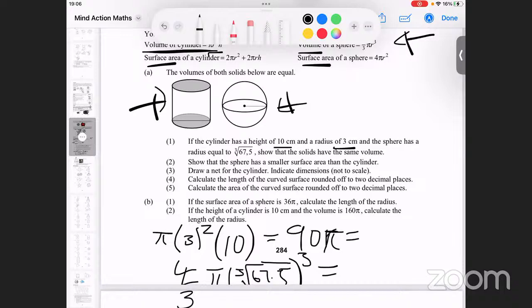Show that the solids have the same volume. If the cylinder has a height of 10 and a radius of 3, and the sphere has a radius equal to the cube root of 67.5, show that the solids have the same volume. How much did you get for the volume of a sphere?